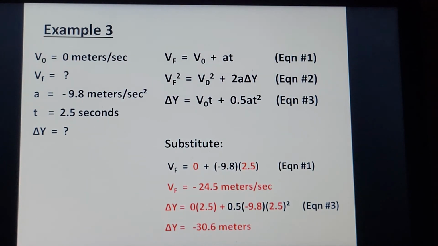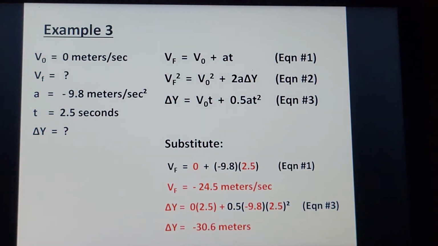Because that particular direction from the top of the bridge to the bottom of the ground is going to be a negative displacement, because we defined up as being positive. So let's go ahead, we have 3 variables that we know the values of. We can solve the other 2.